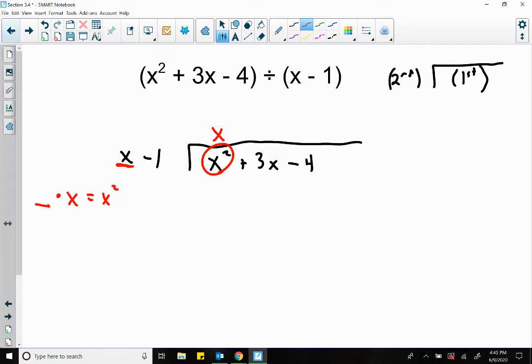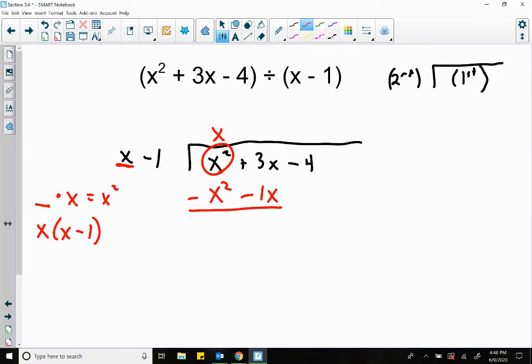So now, just like what we did over here, we're going to multiply. So we're going to take x times everything in front. It's like distributing. We're going to take x times all of that x minus 1. Okay? So what's x times x? X squared, which we knew was going to happen. What's x times negative 1? It gives me negative 1x. And then what do we do last? We're going to subtract down. Okay? And when we subtract down, we know that this guy is going to go away. We know that. We're engineering it so this guy cancels out.